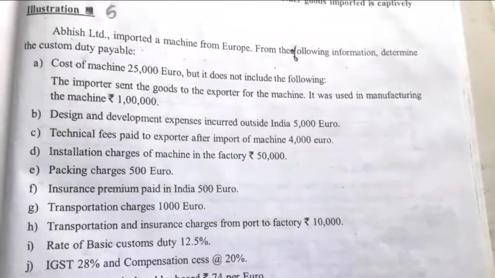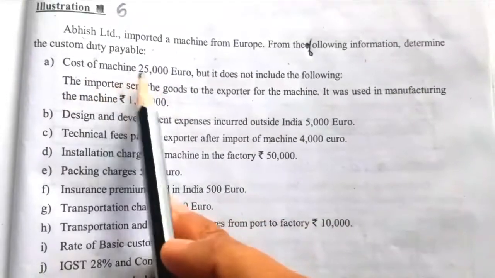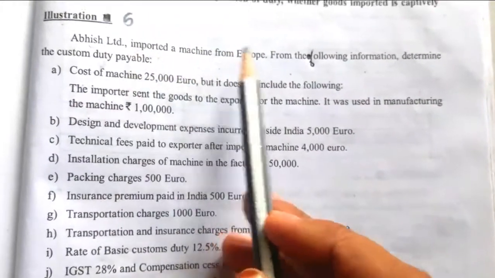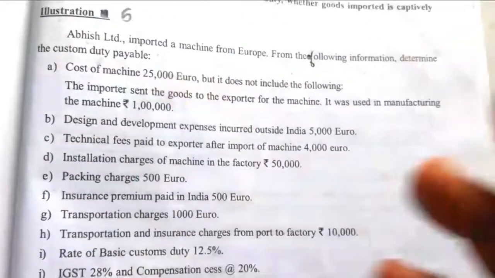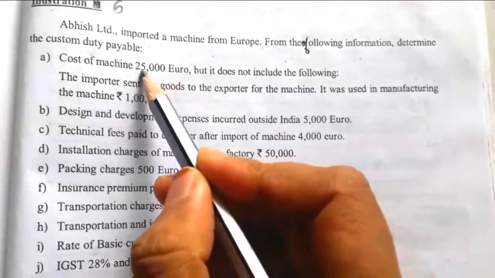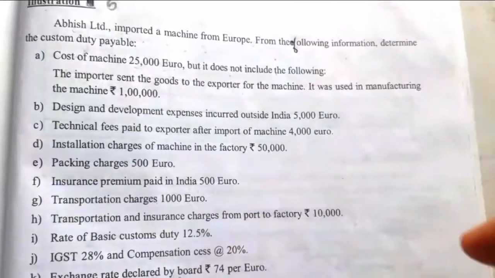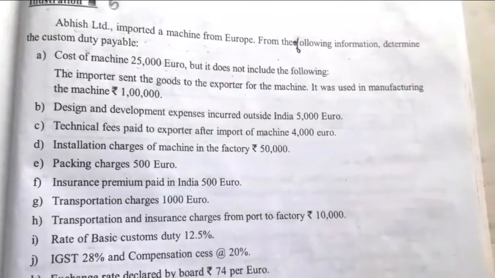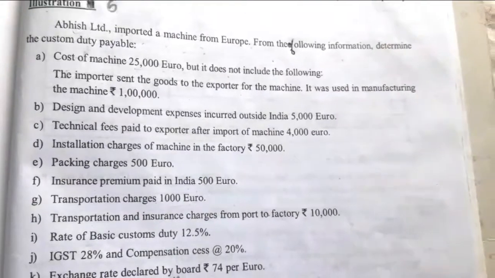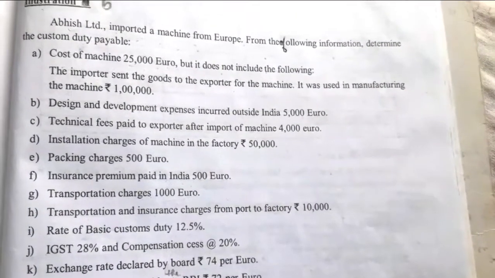To find out the assessable value, they have given the information under that. First one, cost of machine 25,000 euro. This machine has been imported from Europe, so they have given the values in euro currency. So cost of machine is 25,000 euro, but it does not include the following. Now we have to add the expenses which can be included to this cost of machine, and on that total assessable value we have to compute the custom duty payable. Now we'll see one by one.